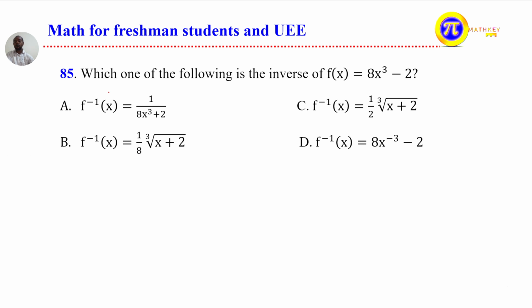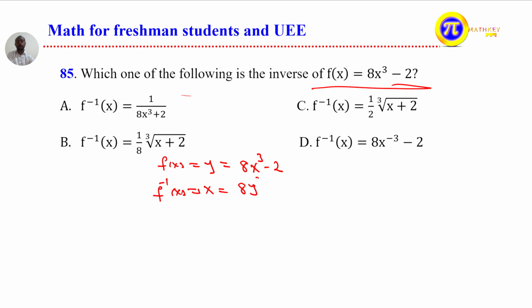The other one: which one of the following is the inverse of the function here? We repeatedly did this one in different cases. To find the inverse of the given function, you have to interchange x and y. F of x means y. So y equals 8 times x to the power of 3 minus 2. To find the inverse, interchange x and y. X is equal to 8 times y to the power of 3 minus 2. This is the inverse of our function.